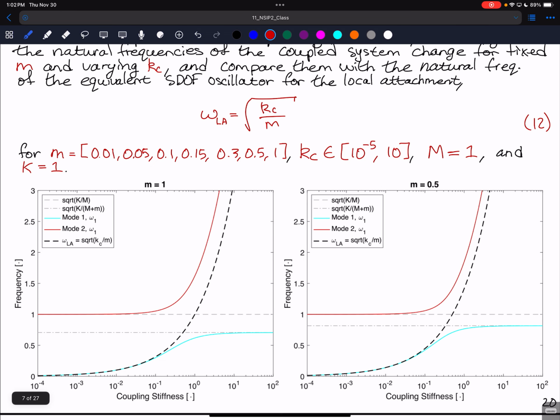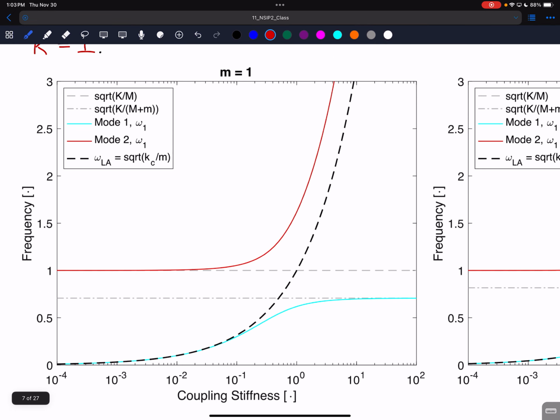All right, so that's what I'm showing here. The left is for the mass of the local attachment being 1, which really makes it not a local attachment because it's so big compared to the main structure. To the right is 0.5. We're going to zoom in on the left plot. So we have two gray lines, a dashed one and a dashed-dot line.